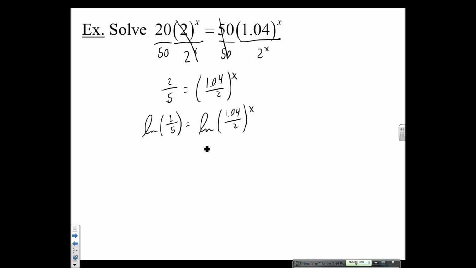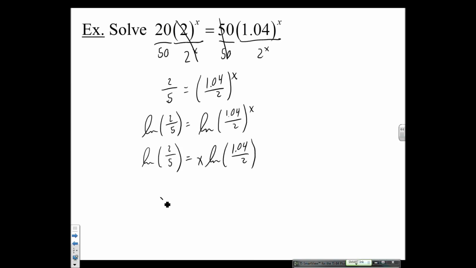You can use any base you want. I'm going to encourage you to use either the natural log or the common log, base 10, just because those are the buttons we have on the calculator, but you could use any log you want. The advantage is now, when there's a power inside of a logarithm, that power x can be brought out in front. So I can write this as x times the natural log of 1.04 over 2.